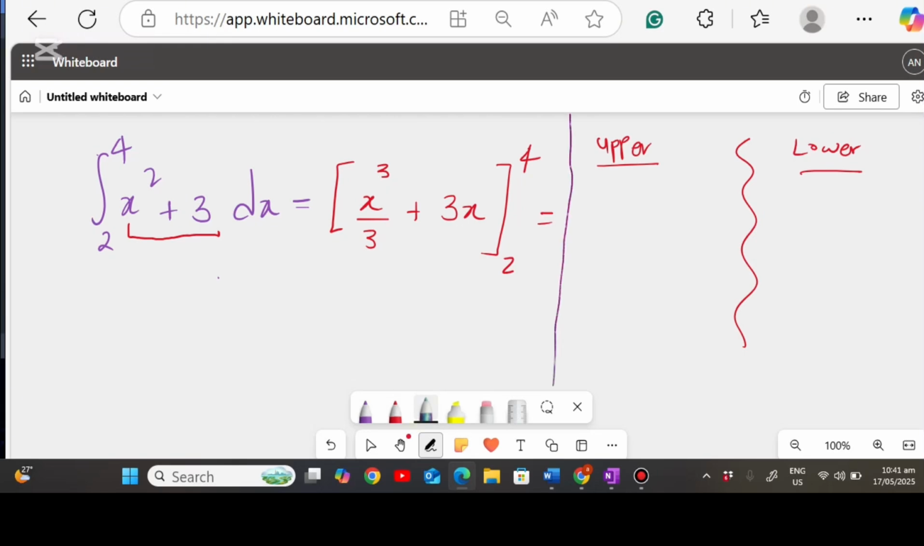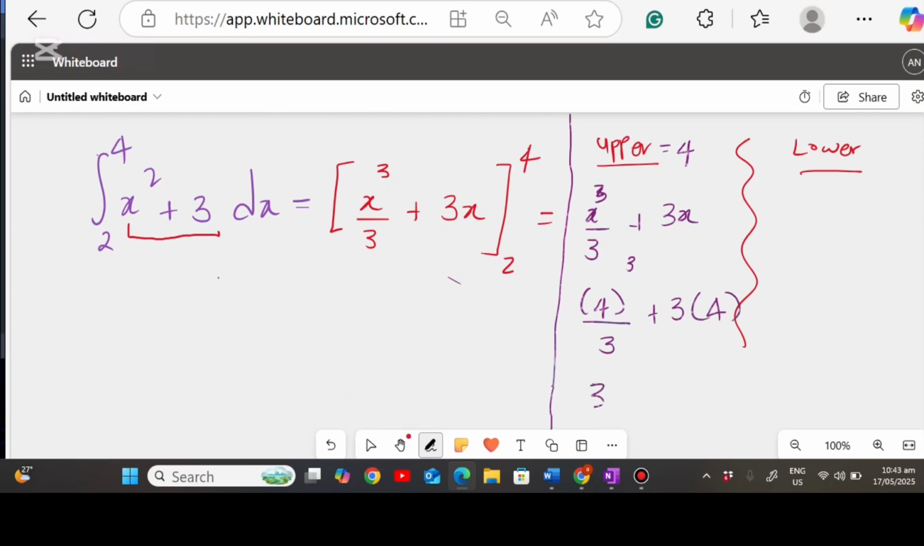So let's do upper first, which means in each of the values of x, so x cubed over 3 plus 3x, I will put in my upper limit, which is 4. So that's going to be 4 cubed over 3 plus 3 into 4. This comes out to be 33.33, and there's a continuation. You can always use the full fraction values as well.